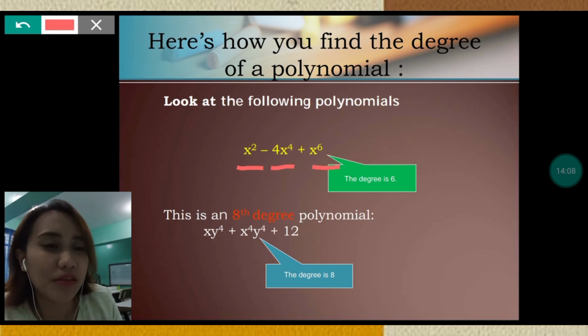Next, let's look at the white example. That's x y to the 4th power plus x to the 4th y to the 4th plus 12.